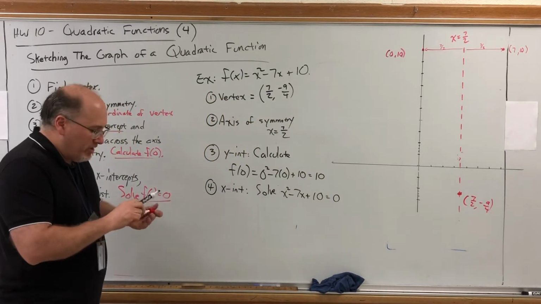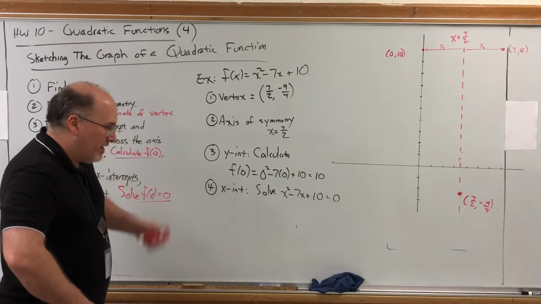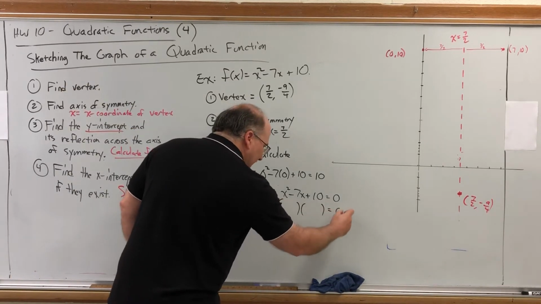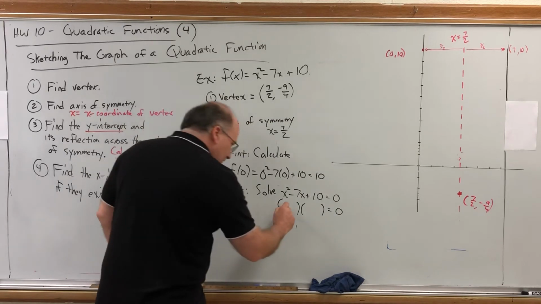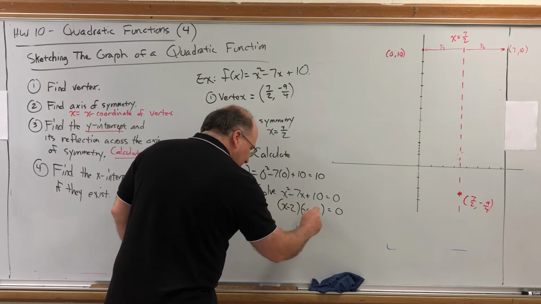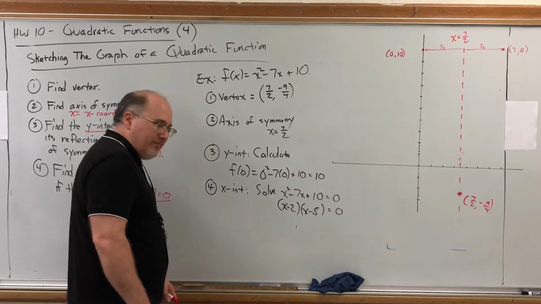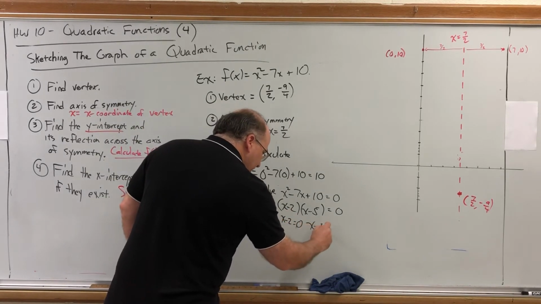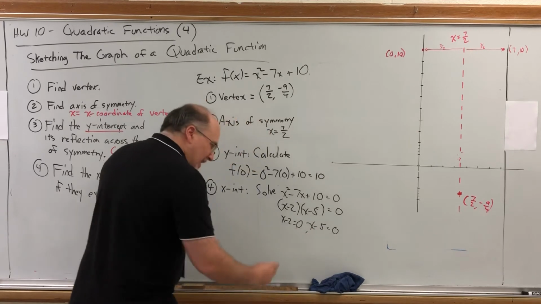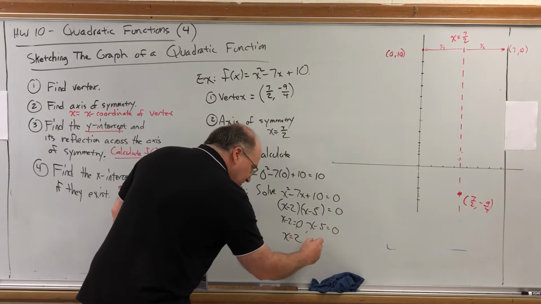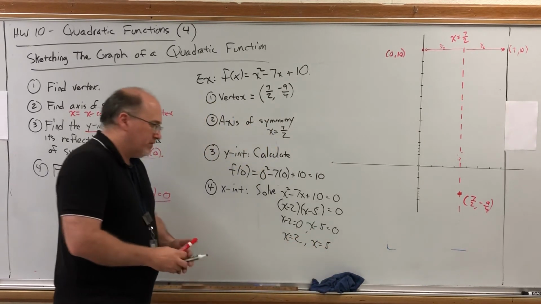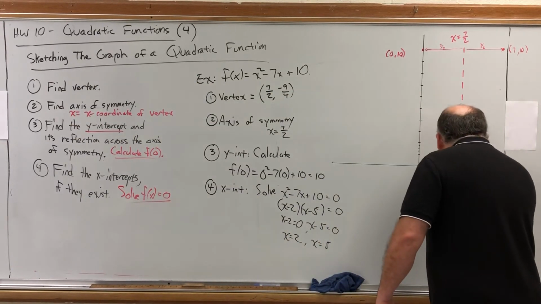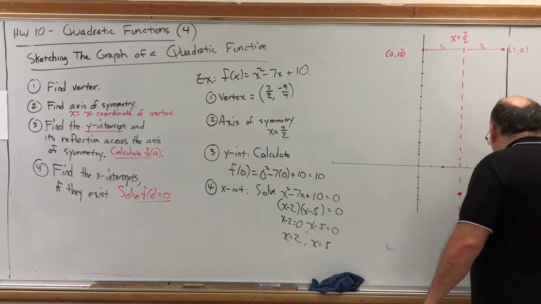By the way, when I created this function, I created it with the intent of it factoring, because I knew at this point factoring would be very convenient. It factors into x minus 2 and x minus 5. Think about it. If we set each factor equal to 0, x minus 2 equals 0 and x minus 5 equals 0, we get x equals 2 and x equals 5 as the location of the x-intercepts. 1, 2, 2, 3, 4, 5.